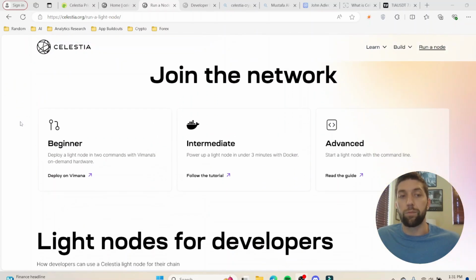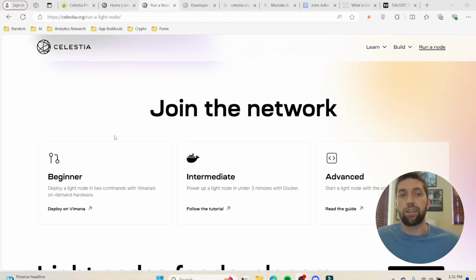So if you scroll down a little bit on this page, they'll show 3 different ways that you can actually do this. Beginner, deploying a light node in 2 commands, or you can power up a light node in under 3 minutes, or you can do it with the command line if you're more advanced. But they do have multiple ways that you can join the network and get a node going. And by having a node, you're going to start earning these TIA tokens as well.